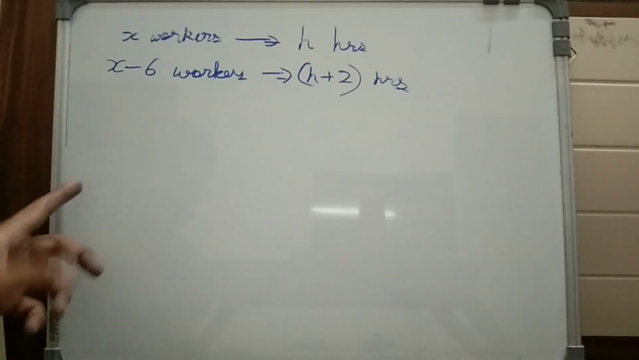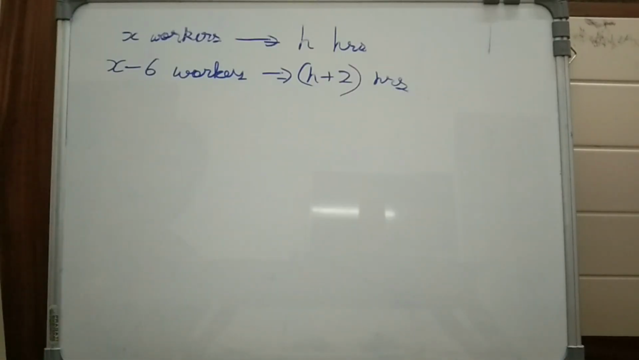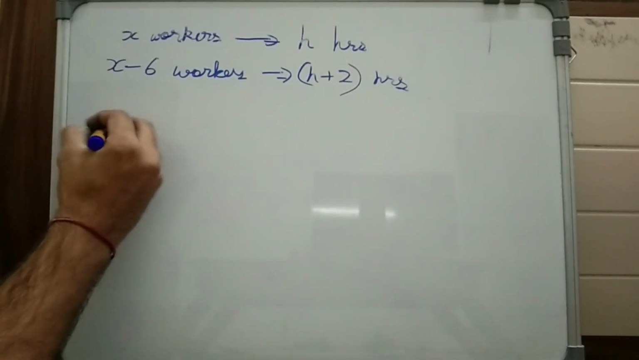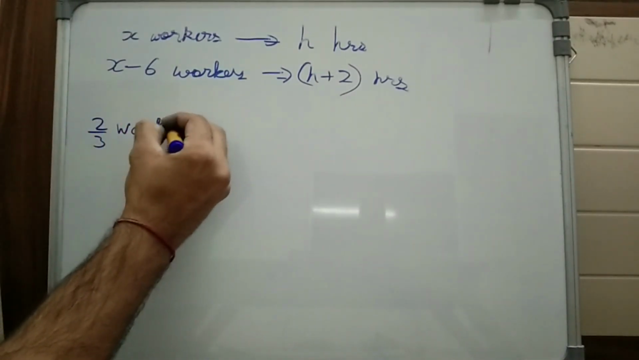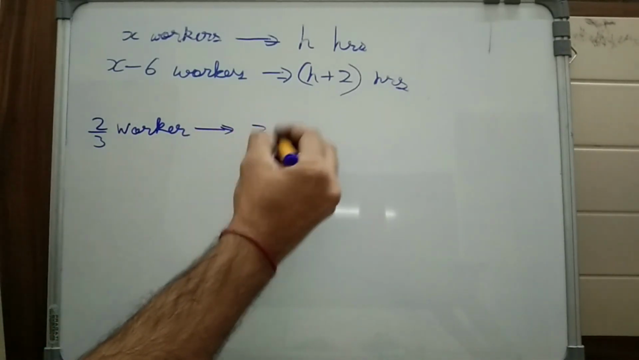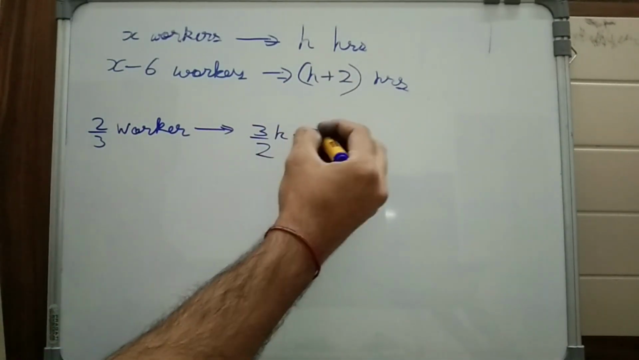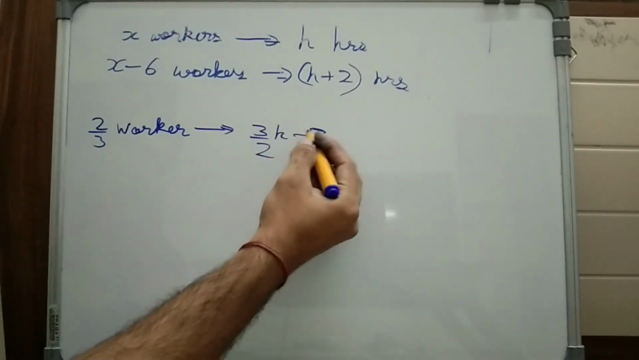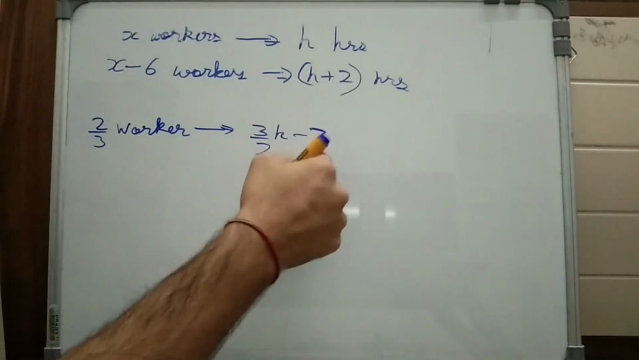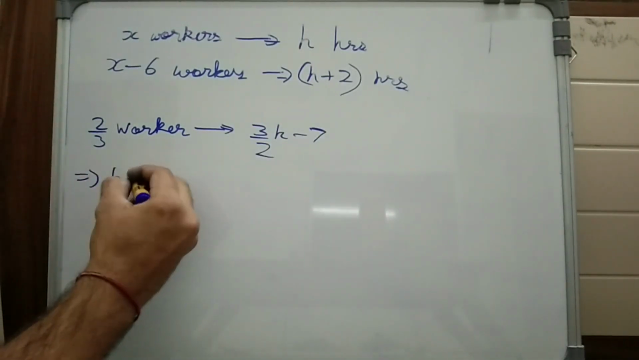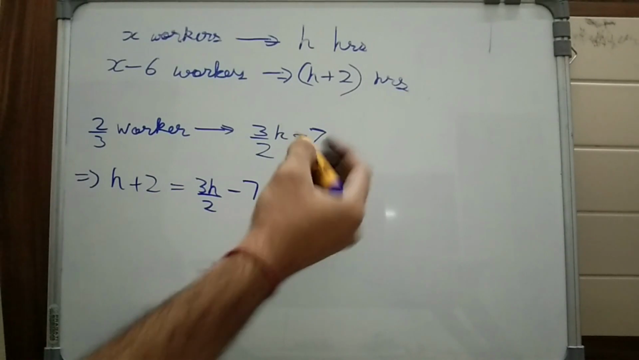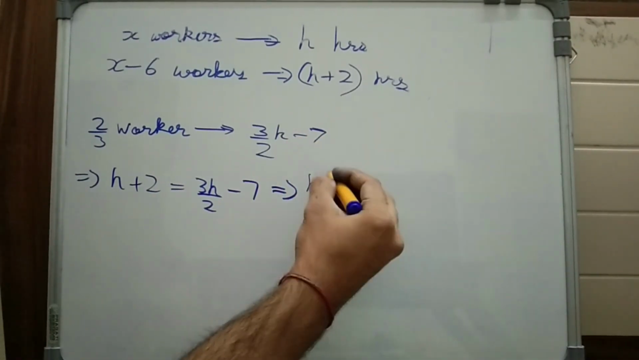1 by 3 of the workers are absent. Can I say that only 2 by 3 of the workers are working? So if 2 by 3 of the workers are working, the time will be 3 by 2 times the initial time. So if 2 by 3 workers are working, time will be 3 by 2 of H minus 7, because the question says 7 less than this. Okay, so I can equate these times. So H plus 2 is equal to 3H by 2 minus 7. This gives H is equal to 18. H is equal to 18 hours.